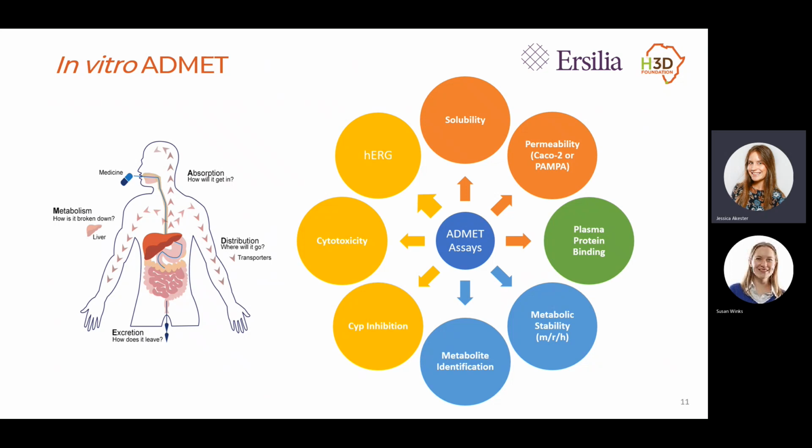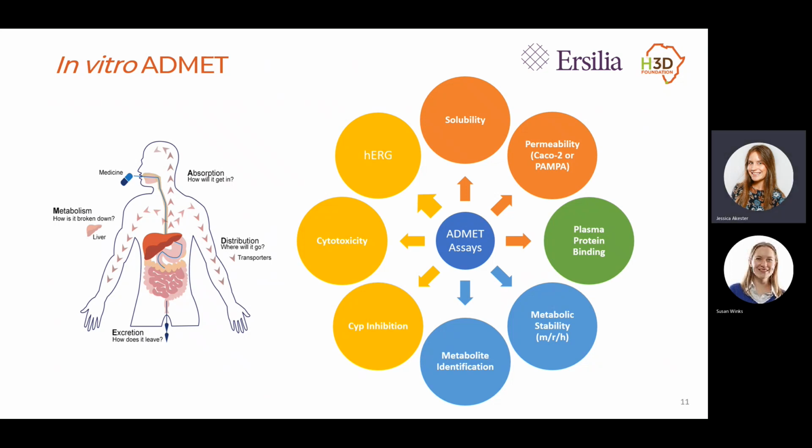cardiotoxicity, and that's measured by this hERG assay, which stands for human ether-a-go-go related gene. And this is just an indication of whether the drug is likely to cause heart arrhythmias. So you don't want that in a human or an animal, so you're able to measure this early on in an in vitro setting.